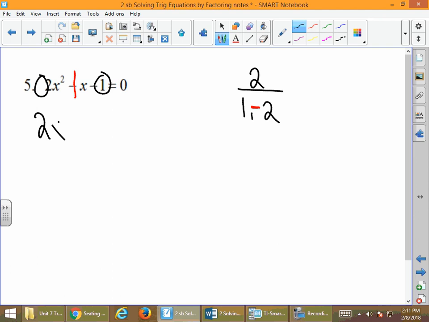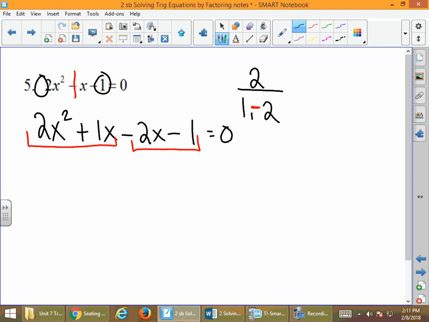It does not matter how you put your values in. I usually go in order, so I would say 2x squared plus 1x minus 2x minus 1. But if you wrote the 2x terms together, and the 1x terms, then the 1 terms together, it's fine. You're going to end up the same place. In fact, I made it kind of hard by setting it up this way.